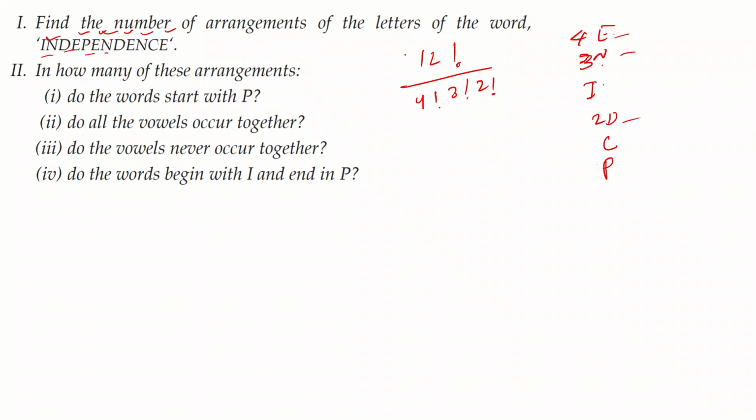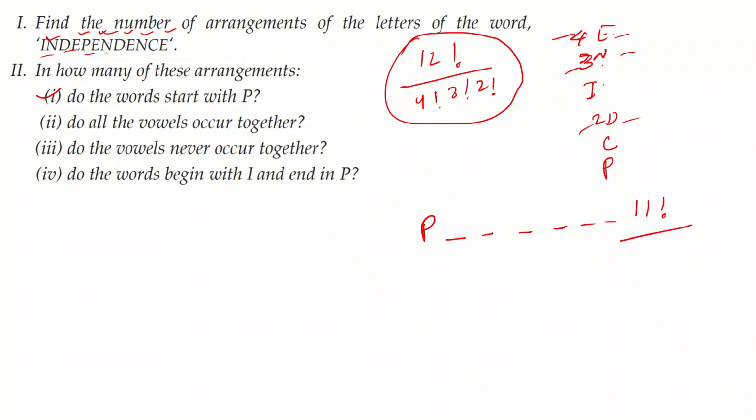This is the number of ways in which you can arrange the letters of the word independence and make new words. Now the next question asks us, in how many of these arrangements do the words start with P? So what you do, you fix P at the first place, and then the remaining 11 letters you can arrange in 11 factorial divided by, but still there will be 4 E's, 3 N's and 2 D's.